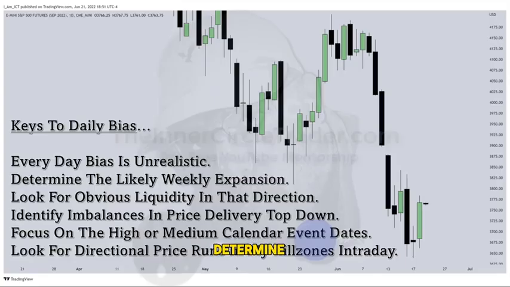I'm trying to determine the likely weekly expansion. And again, what is that? I utilize a weekly chart and I study that, and I want to see, does it look like it's going to run to an old low? Does it look like it's going to run to an old high? Or is it running to an imbalance below the market price? Or is it trying to run to an imbalance above the market price? Or is it likely not to move because there's no data for it for that week?